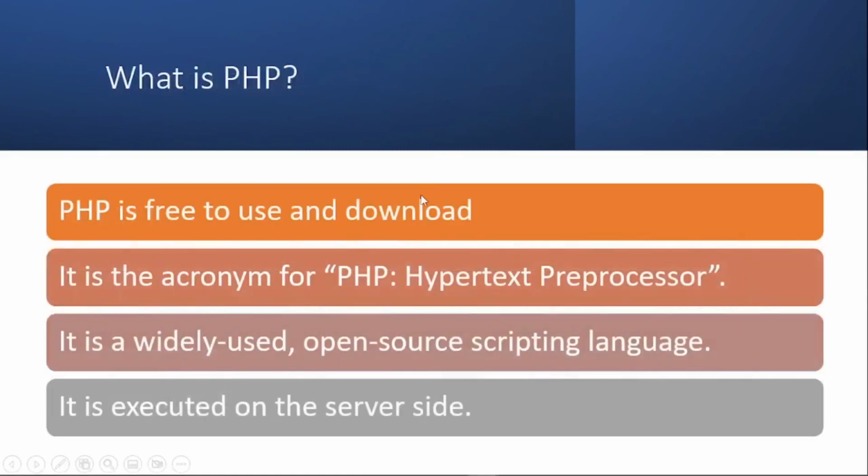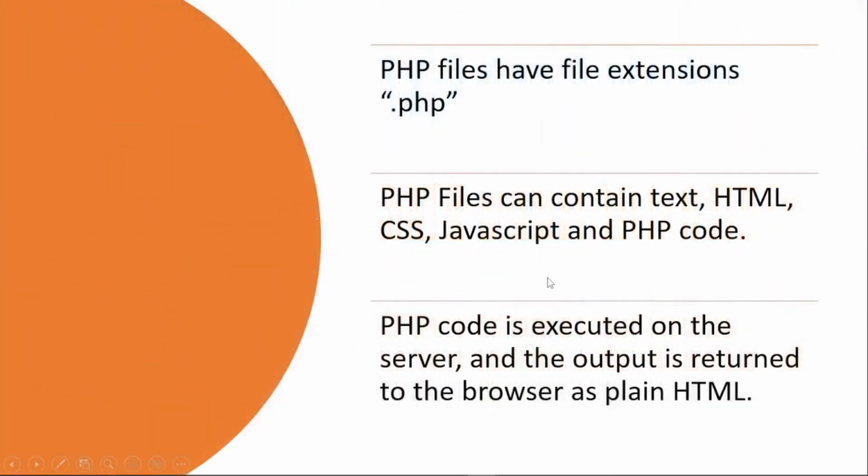And as I mentioned, it is free to use. The acronym for PHP is PHP Hypertext Preprocessor. It's open source and it's going to be executed on the server side. So PHP files have file extensions that end with .php, and they can contain text, HTML, CSS, JavaScript, and PHP code. PHP code is executed on the server, and the output is returned to the browser as plain HTML.